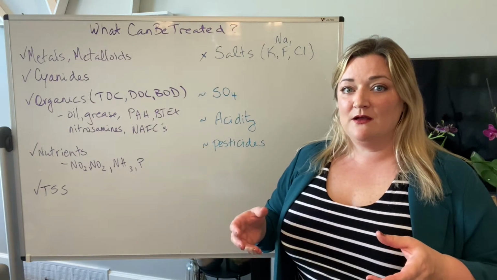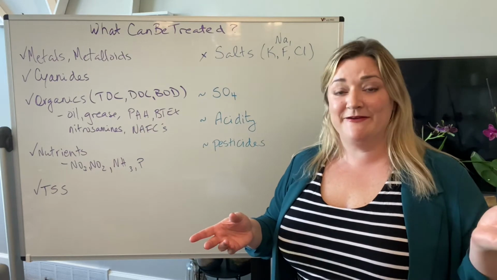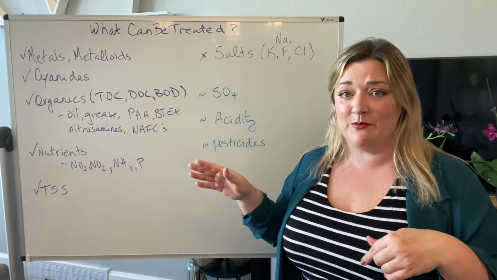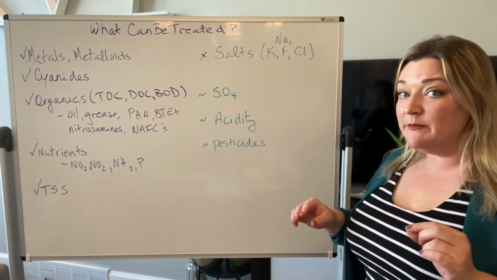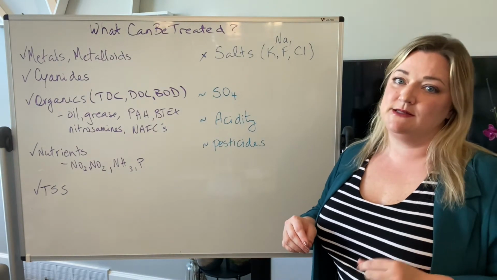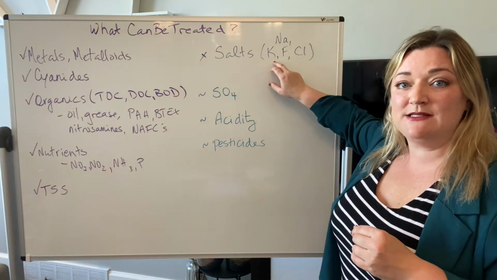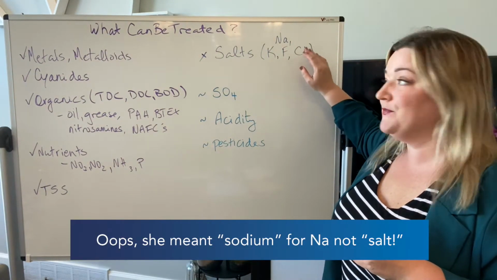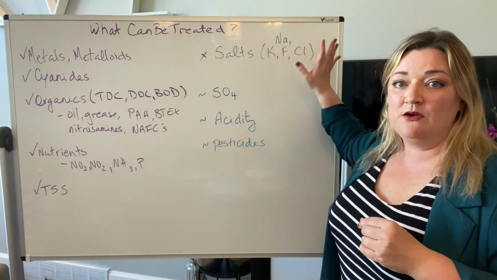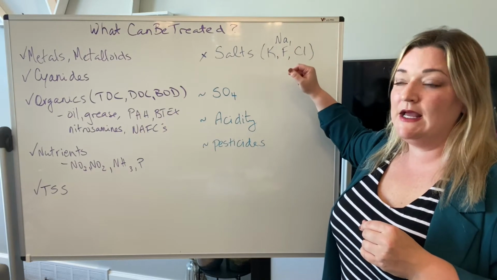I think to make it easy on everybody, let's start with what cannot be treated. So if that's what you're interested in, you can just stop watching this right away. Things that cannot be treated biogeochemically are things that have no redox sensitivity. So that is things like salts: potassium, sodium, chloride, and fluoride. You're not going to treat those well in a semi-passive system, or biologically, I should say.